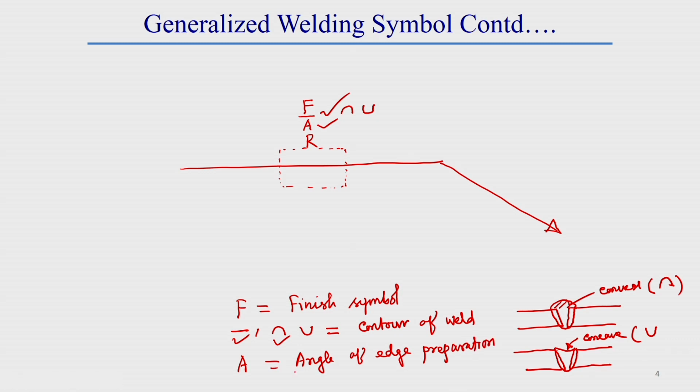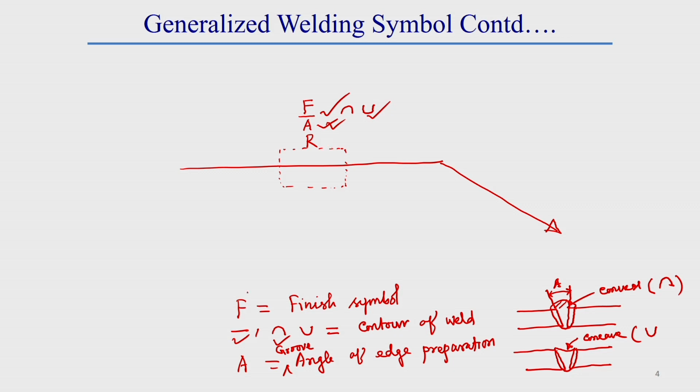Or you can say this is generally called groove angle. A is called groove angle of edge preparation. What the edge preparation angle should be depends on the contour of the weld. That is generally given after this contour of weld. After this contour of weld, this angle of edge preparation is required to be put.